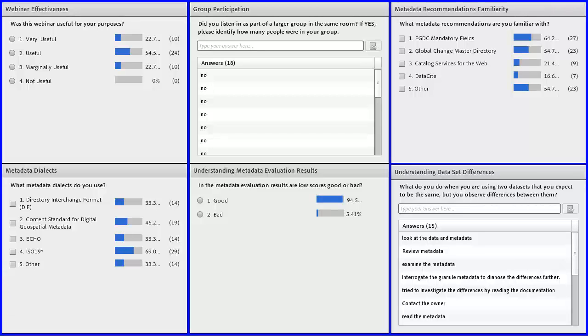Okay, thank you, Ted. Our next question is, for the crosswalks, are you using existing ones or building new ones? Can you expand upon this?